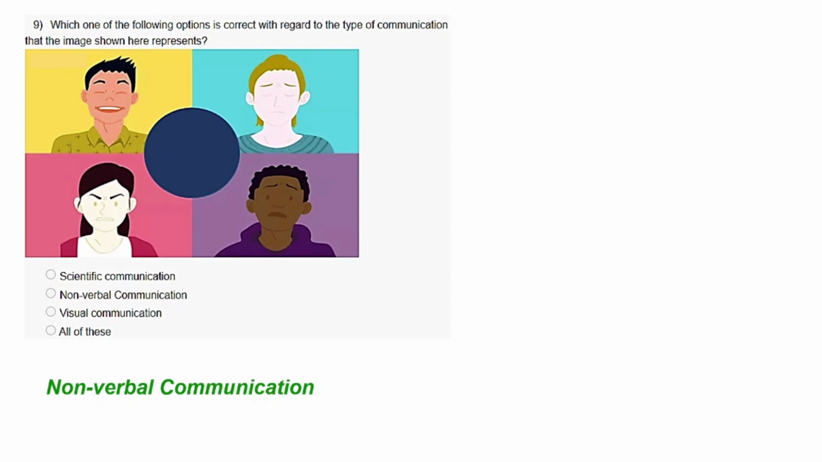So this is definitely not verbal communication. Nobody is speaking out, nobody is writing anything, no written, no oral communication. This is an example of visual communication, oh sorry, non-verbal communication, because you're seeing someone and you're able to figure out what kind of emotion that person is going through at that point of time.